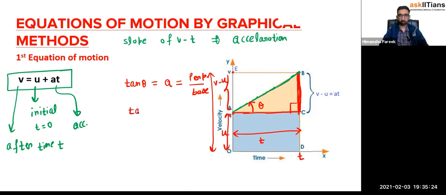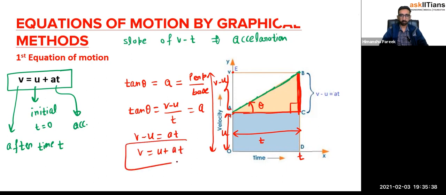So tan theta equals (v minus u) over t, which is also equal to the acceleration, tan theta. So v minus u is equal to at, hence v is equal to u plus at, which we call the first equation of motion. Simple, just calculate the slope and you'll get the answer.